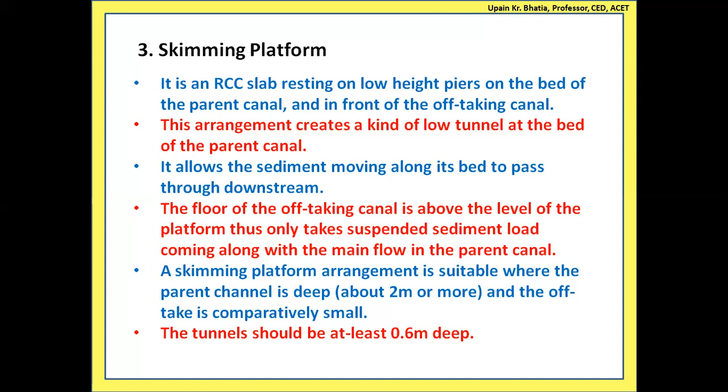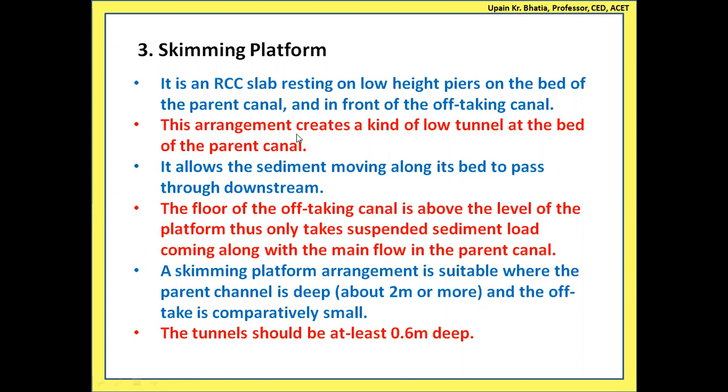So the first line indicates that it is the RCC slab which is resting on low height piers. So we have to provide piers of low height, and above those piers we have to provide a slab which is an RCC slab, and the entire thing is resting on the bed of the parent canal, and it is placed in front of the off-taking canal. So this location is the same as that of the King's vanes or the silt excluder of the diversion headwork.